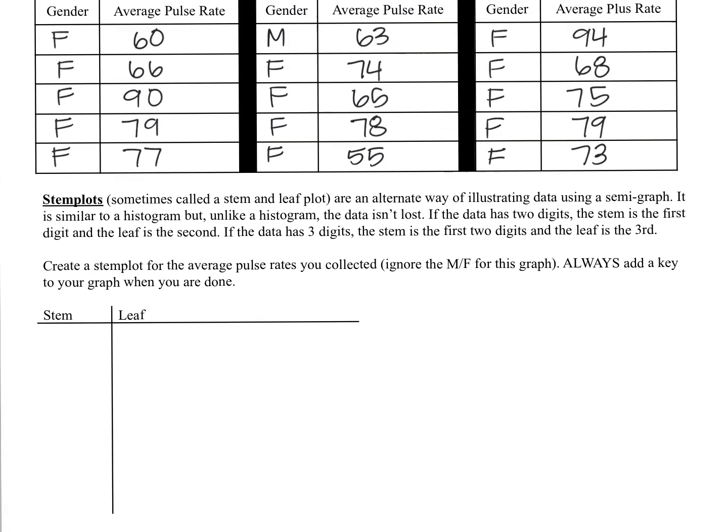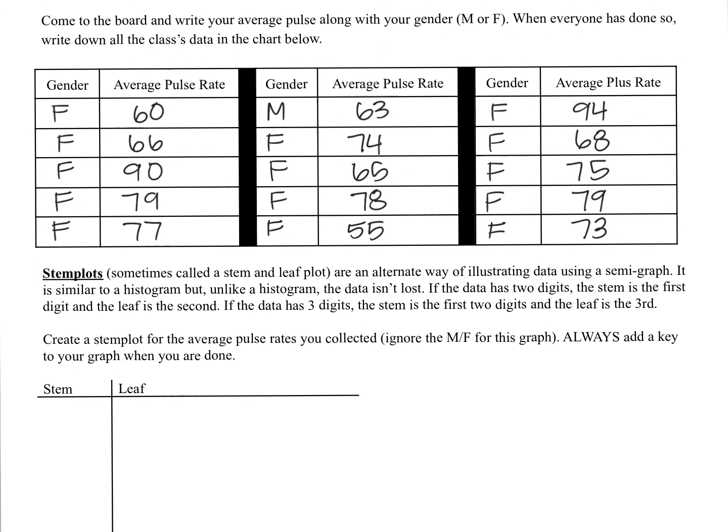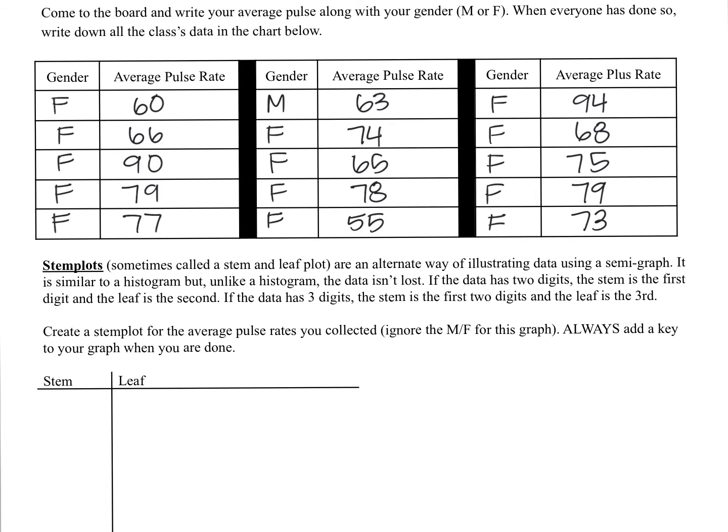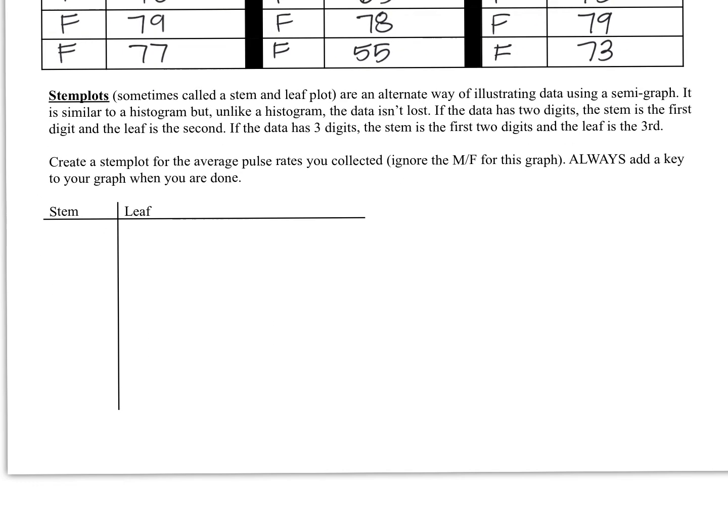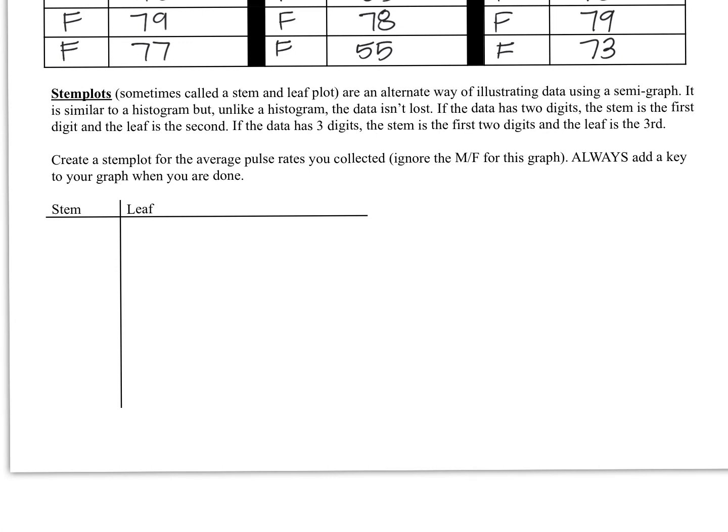So we're going to create a stem plot for the pulse rates in the table above. And then we have to make sure we add a key so that other people, when reading it, know how to identify the data. My lowest value is 55 and my highest value is, I believe, 94. So when I'm determining my stems, I'm going to start with 5, and then go 6, 7, 8, 9. So I have the 50s, 60s, 70s, 80s, and 90s.